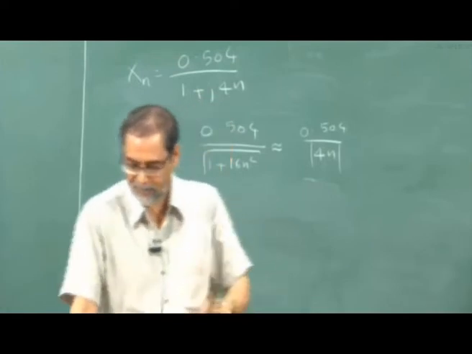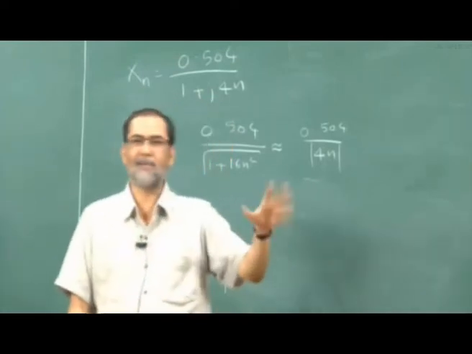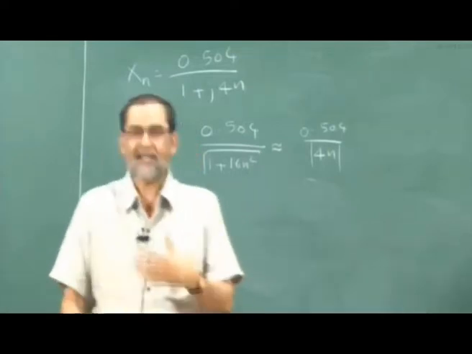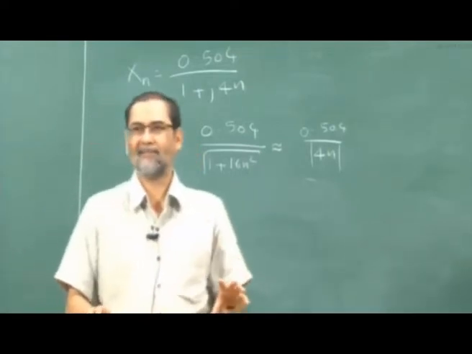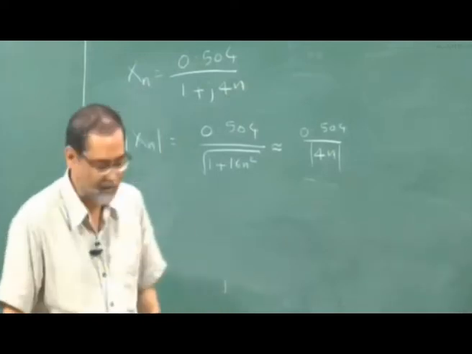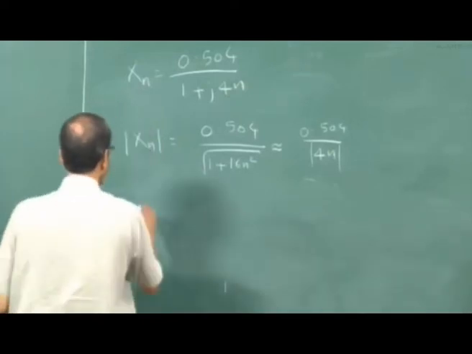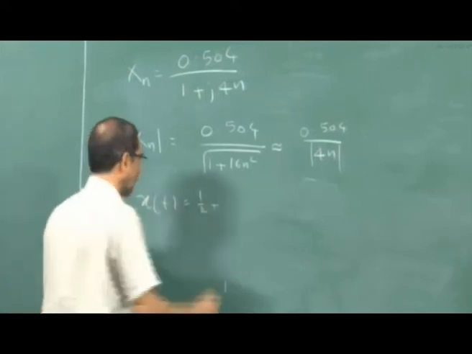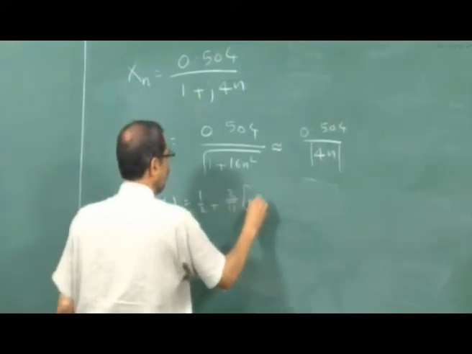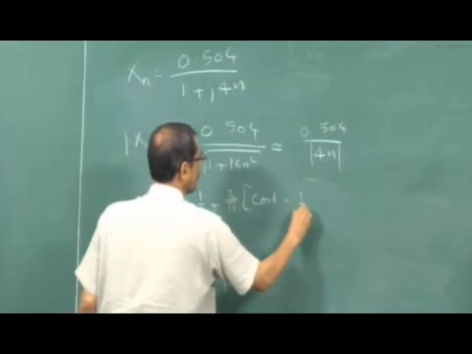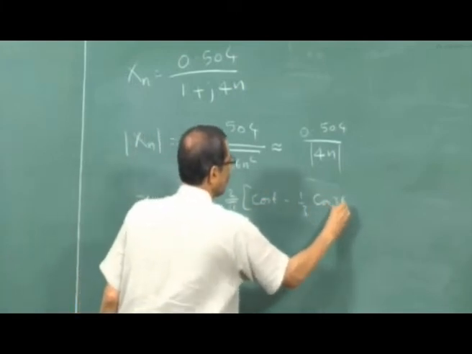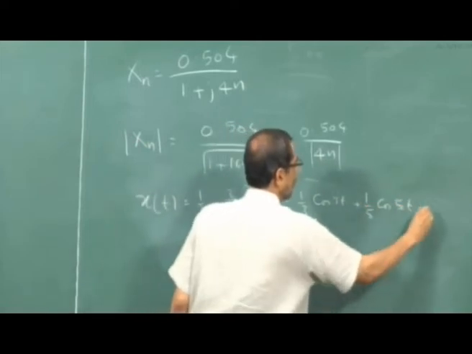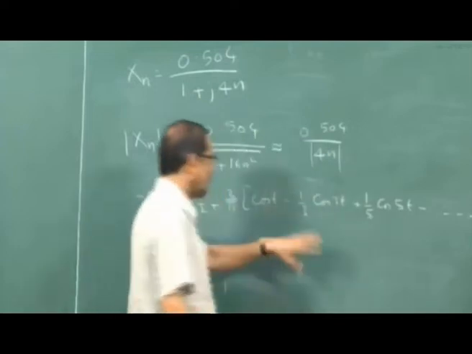Okay, so I'll briefly mention that by a very famous idea called the Gibbs phenomenon. Gibbs said, okay, let's assume Fourier is correct. So in this case, I had x of t equal to half plus 2 by pi into cosine t minus 1/3 cosine 3t plus 1 by 5 cosine 5t and so on. So let's take this infinite series.